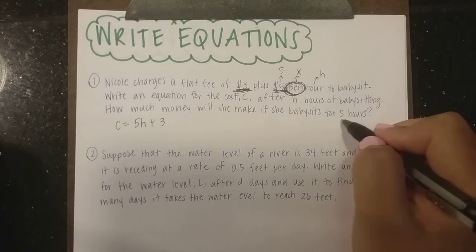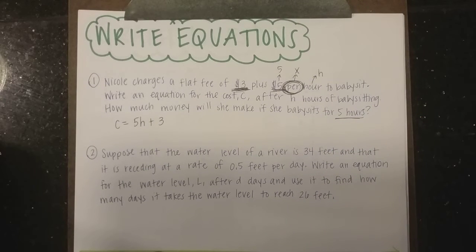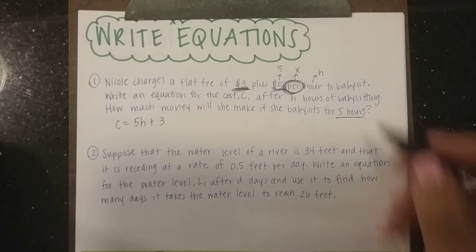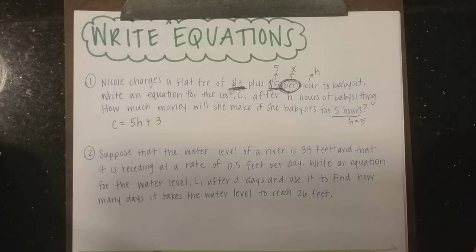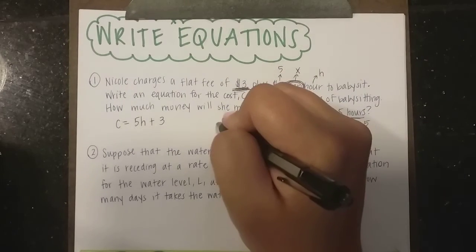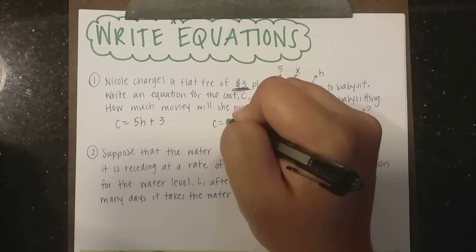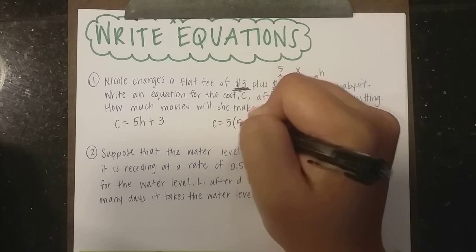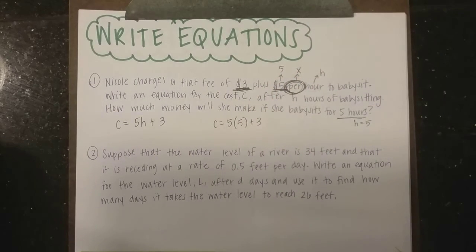Here I want to figure out how much money she makes when she works for 5 hours. So that's H equals 5. I'm going to plug 5 in for H. So that means I've got C equals 5 times 5 plus 3.